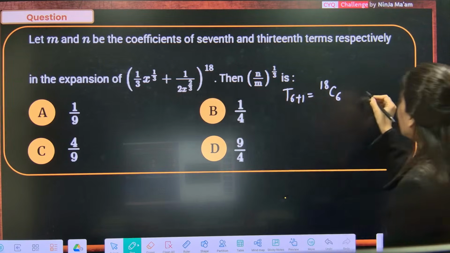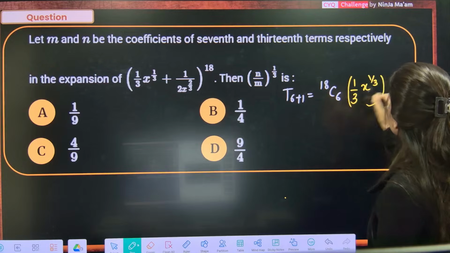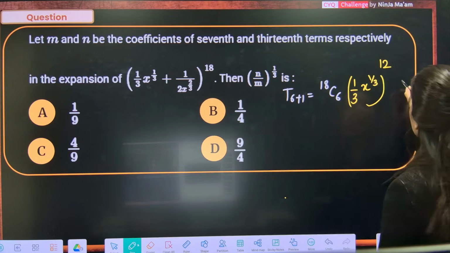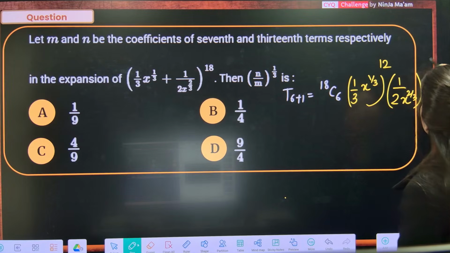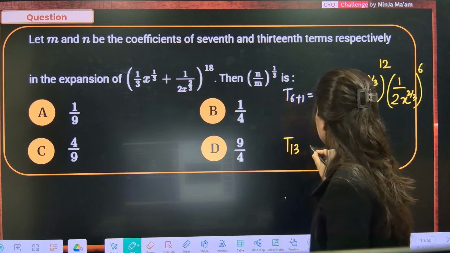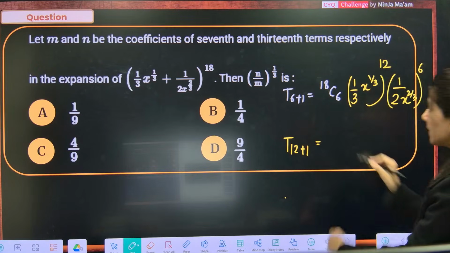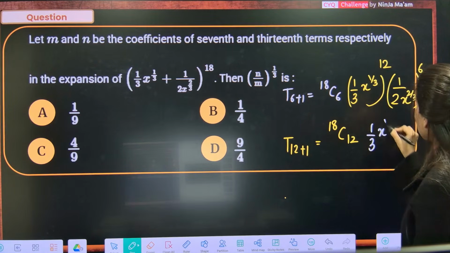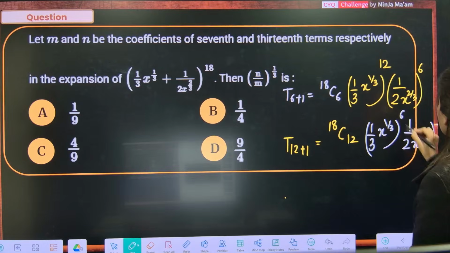Then we have 1 by 3, x power 1 by 3, and it is going to be 18 minus 6. So it is going to be 12, n minus r, 18 minus 6. Then we have 1 upon 2 power x, 2 by 3. And we are having over here just 6. So this is T7. Similarly, T13, my dear students. T13 is nothing but T12 plus 1. Correct? T(r+1) is what? 18C12. And this is 1 by 3 power x by 3, 18 minus 12, 6, and 1 by 2 power x, 2 by 3. This is going to be 12.